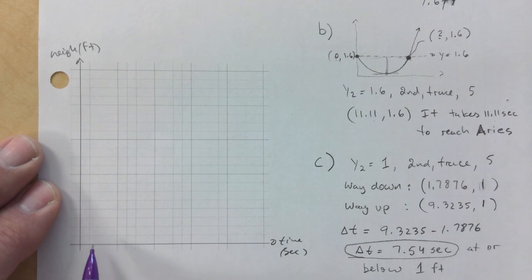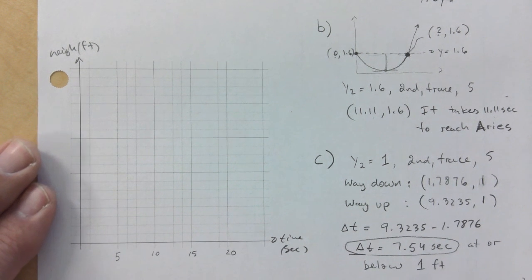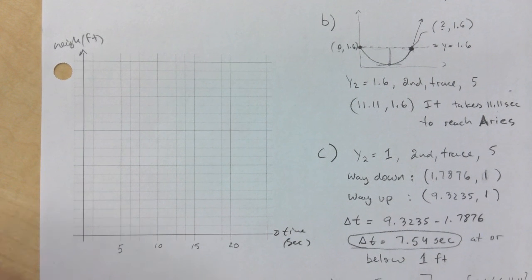So my time is 11.11, right? So I have lots of room. So 2, 4, 6, 8, 10. 2 is a little small. You can go up by 5, maybe. Sure. 5, 10, 15, 20. That's good. Maybe a little narrow, but it doesn't matter as long as it's consistent. We're not making you use a certain scale.